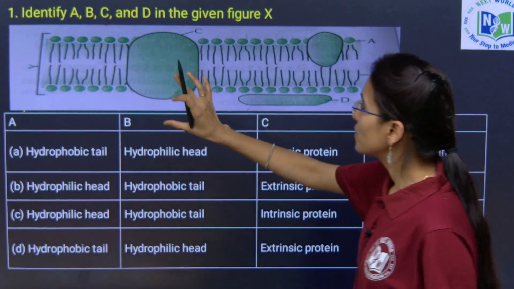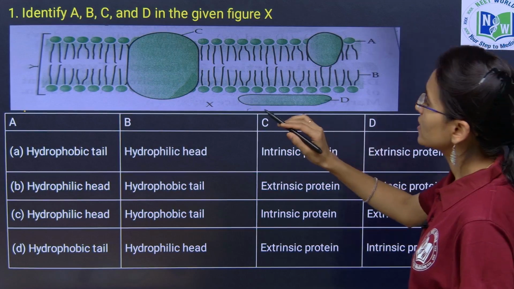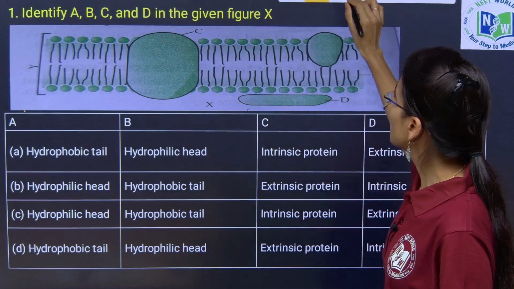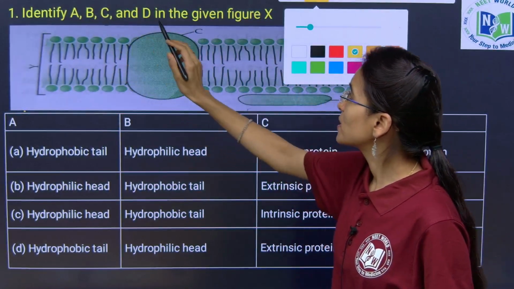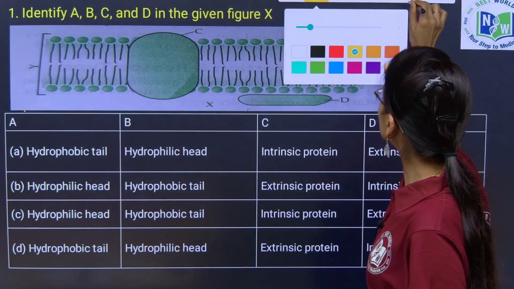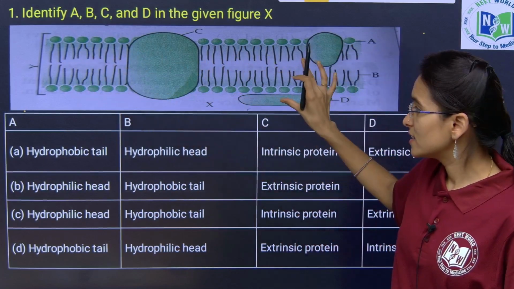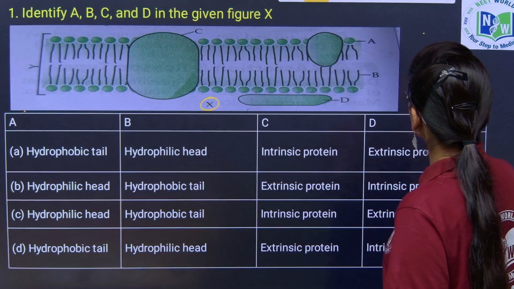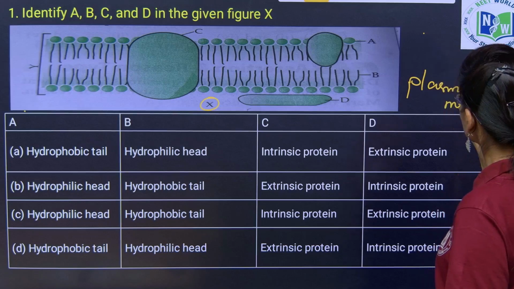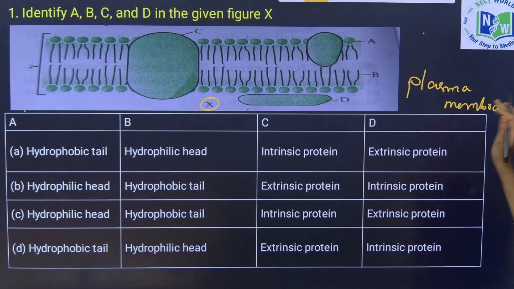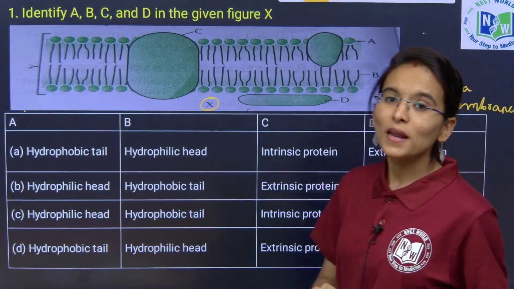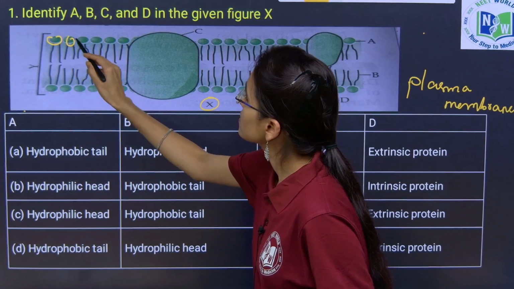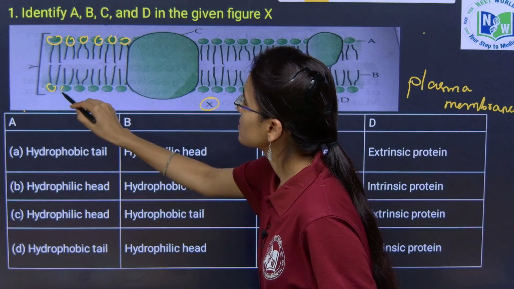Coming towards the first question. Here the question is, identify A, B, C and D in the given figure X. Before identifying all these labels, you need to know what the given figure is. The given figure is the plasma membrane, and the plasma membrane is made up of a phospholipid bilayer. These are all the lipid layers which are arranged in two layers.